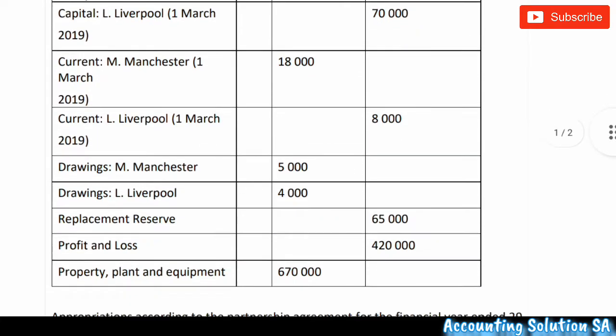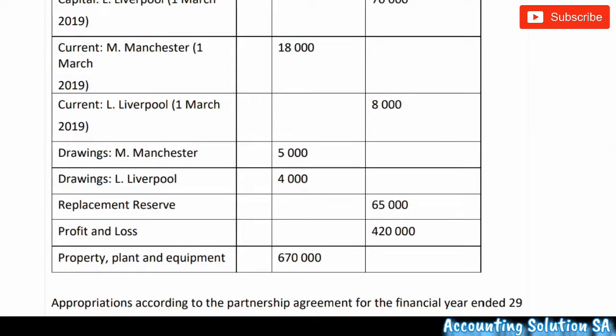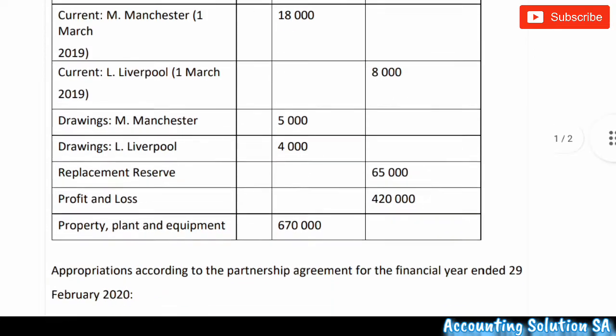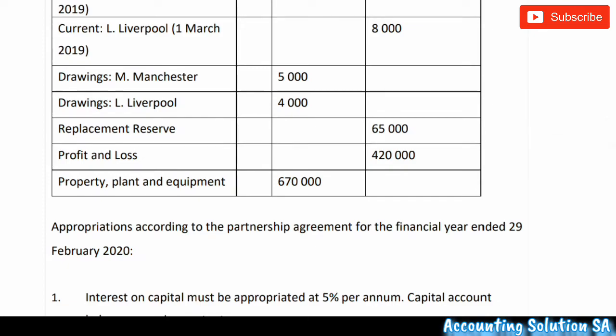They said during the year, both partners made a withdrawal of 5,000 and 4,000 each. Then we have a replacement reserve of 65,000. Then we also have a profit and loss of 4,200. Lastly, we also have property, plant and equipment that this company is using.